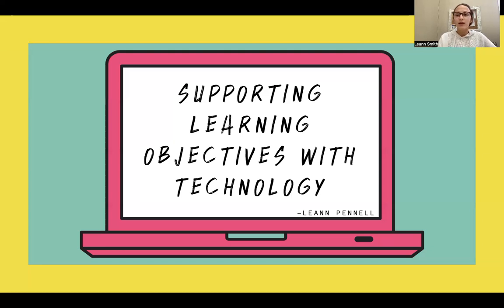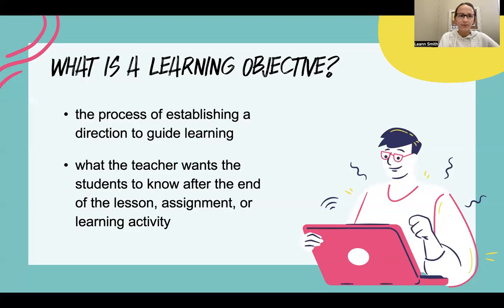So first we have to talk about what are learning objectives, okay? So what is a learning objective? According to the book Classroom Instruction That Works, a learning objective is the process of establishing a direction to guide learning. According to Kolb's book, a learning objective is what the teacher wants the students to know after the end of the lesson, assignment, or learning activity. And most of you already know this, so this is just a review.